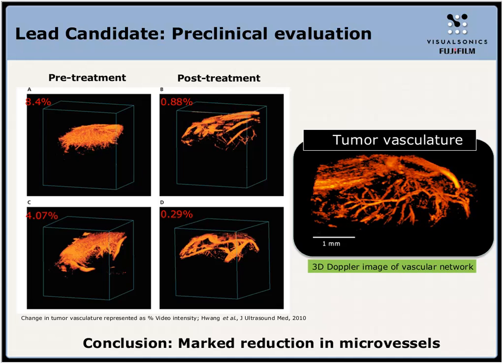2 things to keep in mind. It's not only the network, the tree of blood vessels in the tumor, that changes, but also look at the change in the intensity of the color, the orange color. These 2 pieces of information then supported the conclusion that a marked reduction in microvessels was observed.